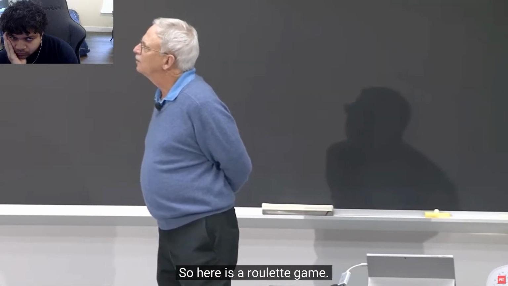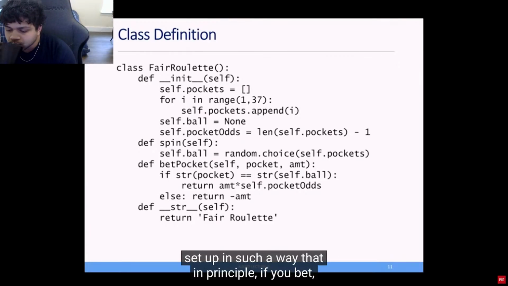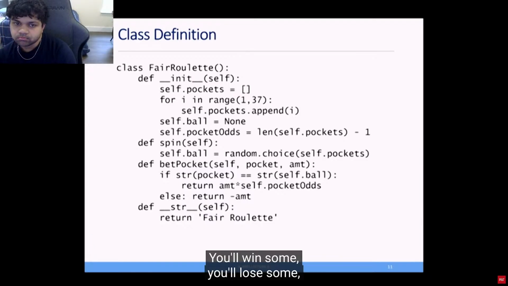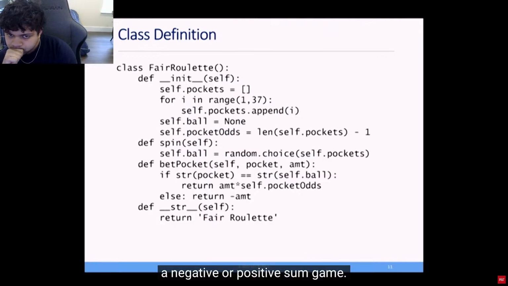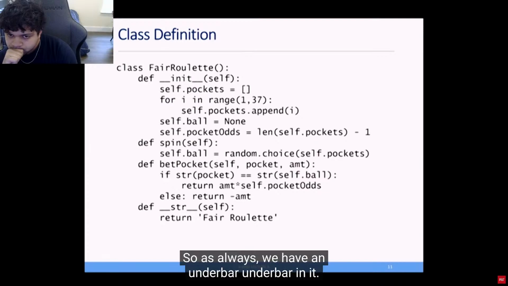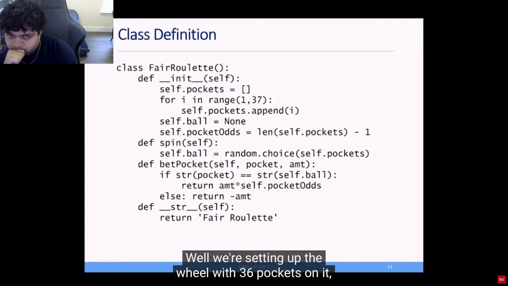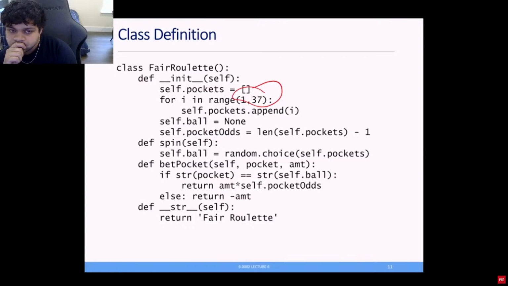So here's a roulette game. I've called it fair roulette because it's set up in such a way that, in principle, if you bet, your expected value should be 0. You'll win some, you'll lose some, but it's fair in the sense that it's not either a negative or a positive sum game. So, as always, we have an underbar in it. Typically, we're setting up the wheel with 36 pockets on it. So you can bet on the numbers 1 through 36. That's the way range works, you'll recall. Initially, we don't know where the ball is, so we'll say it's none.